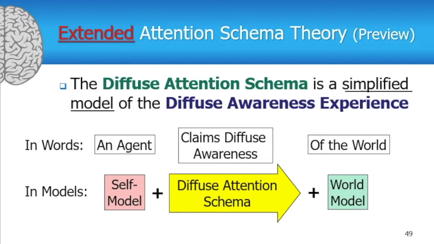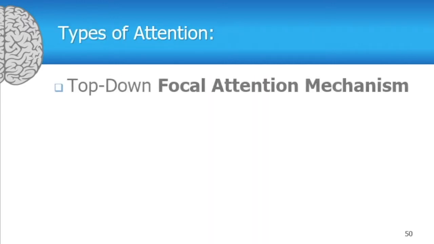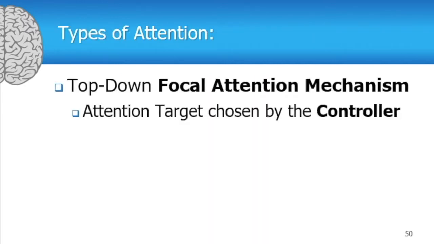So far, we have applied attention schema theory to both the focal and diffuse attention mechanisms. However, it turns out that there are two different subtypes of focal attention. First, there is a top-down focal attention mechanism where the attention target is chosen by the controller. An example of this is a baseball outfielder's controller will direct the modeler to keep top-down attention on the baseball that has been hit towards his position so that he can run to intercept and catch the ball.